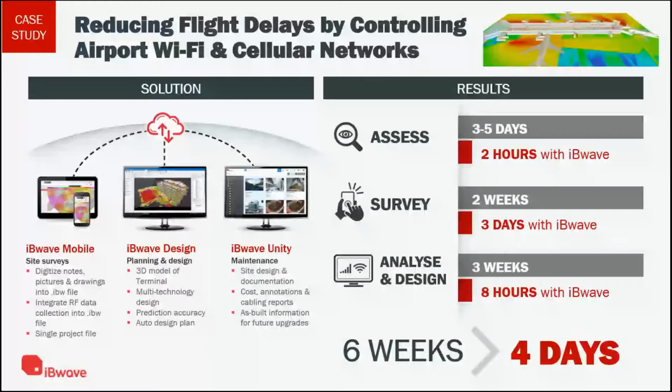And the solution is basically this: using the mobile app to do the survey, having iBwave Design do the analysis of the survey, the 3D modeling, and any design to improve the coverage. And you have Unity to manage all the airports where they have troubles or need to access the network.